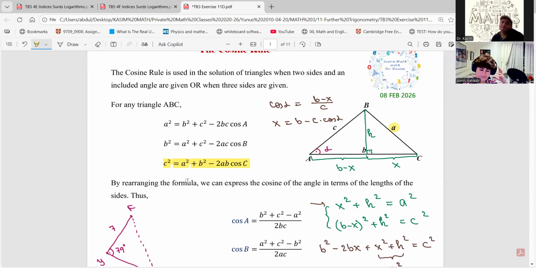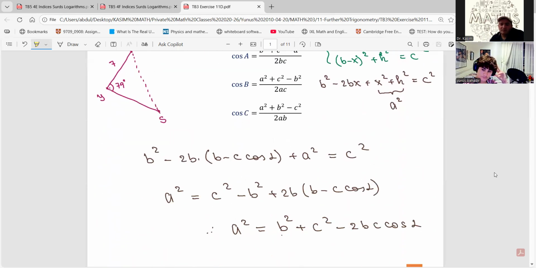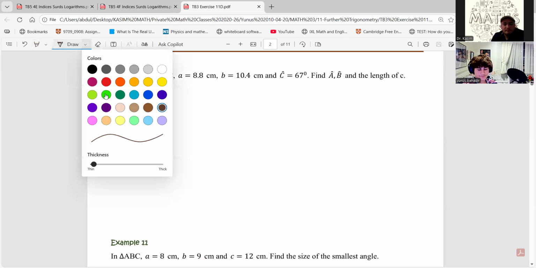Let's take a few questions, because I don't want to spend too much time. They are not complicated, but still need some idea. Read example 10, Yunus. In the triangle ABC, A equals 8.8 centimeters, B equals 10.4 centimeters, and the angle of C equals 67 degrees. Find the angle of A, angle of B, and the length of C.